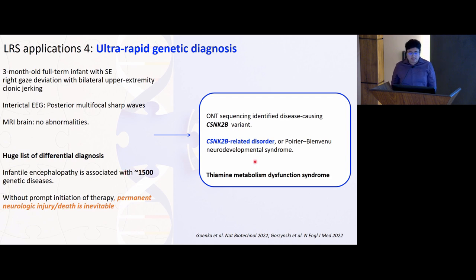And therefore this CSNK2B related disorder was diagnosed and disease specific treatment could be initiated. Another spectacular example has been documented in thiamine metabolism dysfunction, although this is with short read sequencing. This was, I think, within 16 hours they could do it. But that took a lot of computational collaboration.